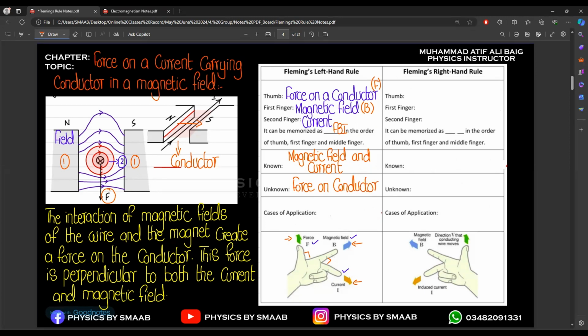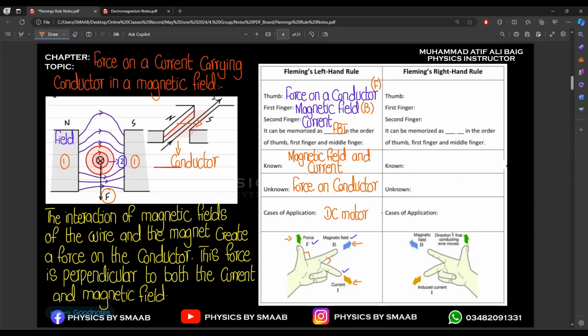So this left hand rule helps you to find out the force on the conductor. And as an application, we use this idea of the left hand rule in the DC motor. We also discuss the whole concept of the DC motor. So the DC motor is the application for Fleming's left hand rule.